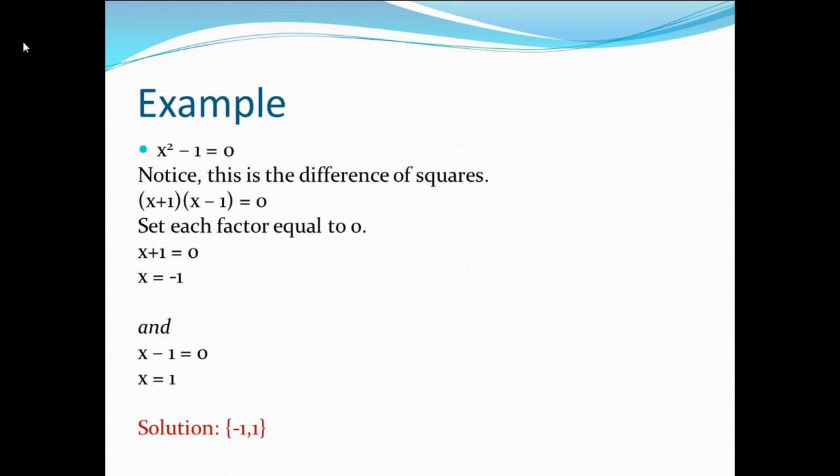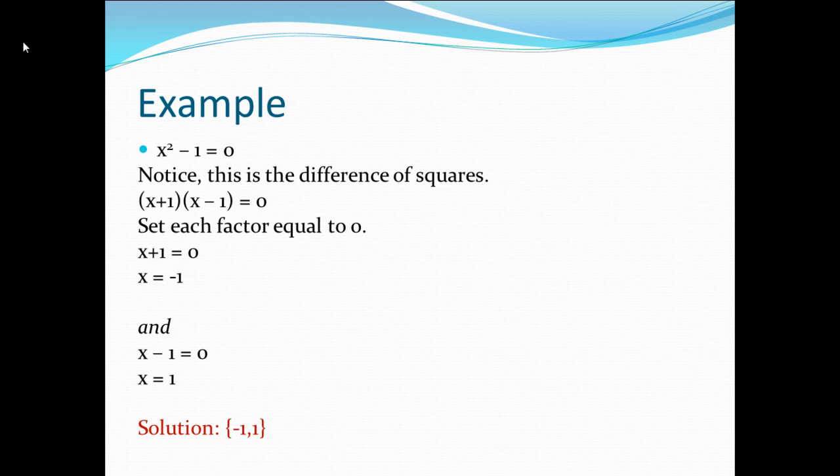In this example, again, we have two terms, x squared minus 1 equal to 0. Notice that these are actually the difference of squares. x squared is a squared term, and 1 is a squared term, and they are being subtracted. When we have the difference of squares, remember that they will always factor into the first plus the last times the first minus the last. So we have x plus 1 times x minus 1 equal to 0.